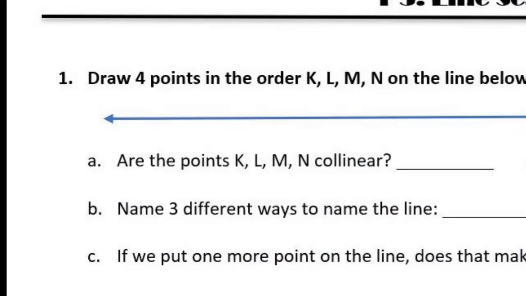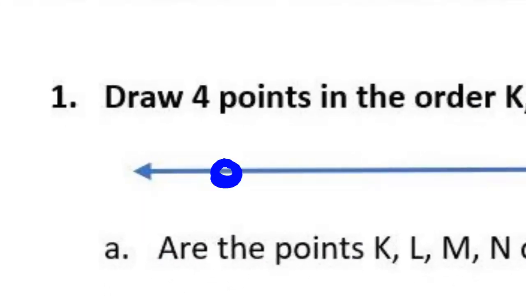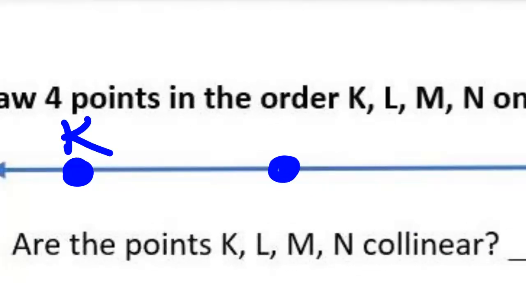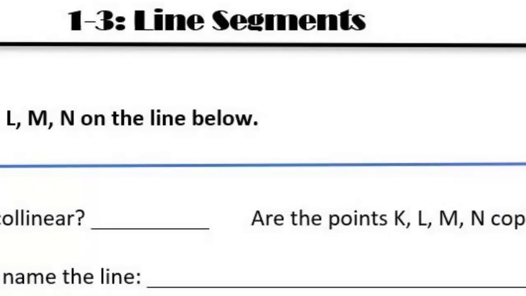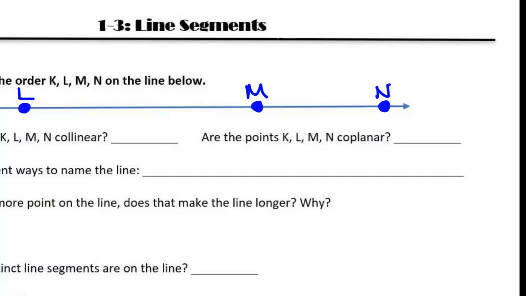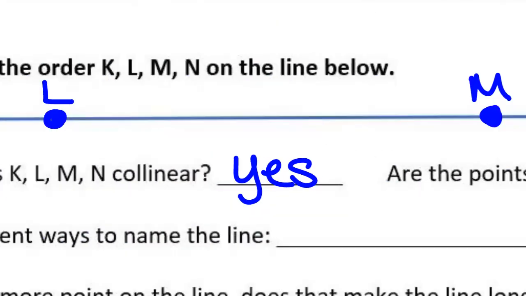All right, so number 1 on here says draw 4 points in the order K, L, M, N on the line. So I'm going to put K right here, and then L, and then M, and N. Are points K, L, M, and N collinear? Yes. Be careful and think about it for a second.